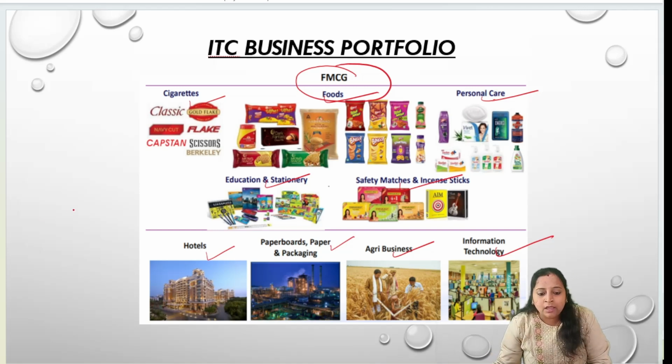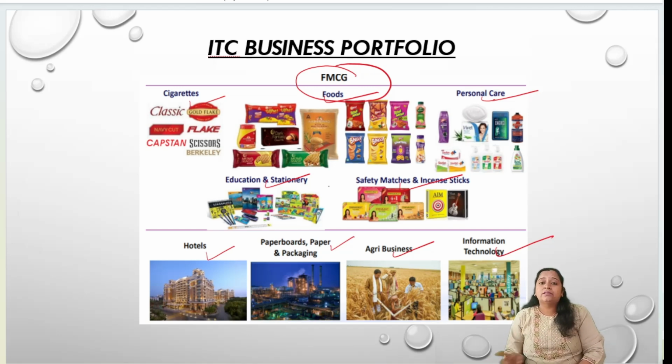Below hotels, they will have different functions to be performed. That is marketing, sales, production, finance, everything. Below paperboards, they are performing different functions. Below agribusiness, they are performing different functions. Below IT, they are performing different functions. Below FMCG, they are doing production, marketing, sales, all those functions.